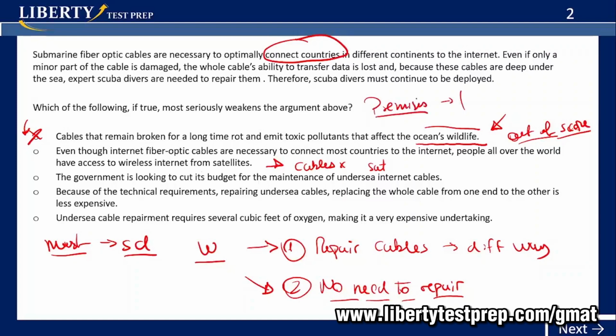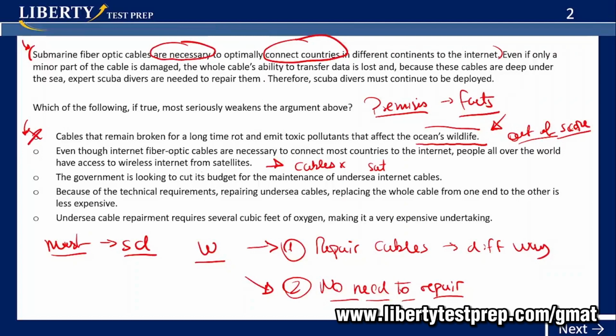Premises are basically the facts, right? The facts we saw before. There are tons of facts here. We cannot contradict a fact. Now remember, let's read the first fact. What is the first fact? Submarine fiber optic cables are necessary to optimally connect countries in different continents. They are necessary. So that's not up for discussion.